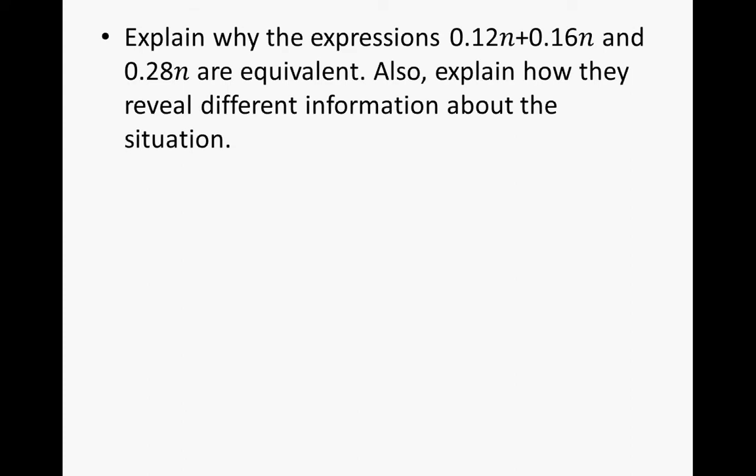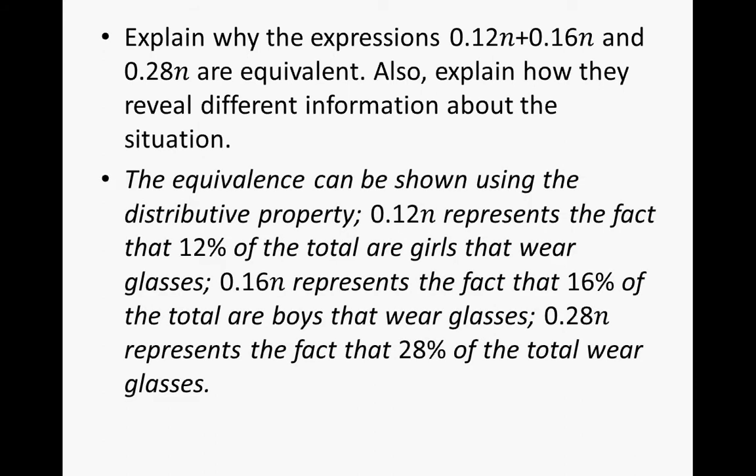Explain why the expressions 12 hundredths times n plus 16 hundredths times n and 28 hundredths times n are equivalent. Also explain how they reveal different information about the situation. Well, the equivalence can be shown using the distributive property. 12 hundredths times n represents the fact that 12% of the total are girls that wear glasses, and 16 hundredths n represents the fact that 16% of the total are boys that wear glasses. So 28 hundredths times n represents the fact that 28% of the total student population wear glasses.